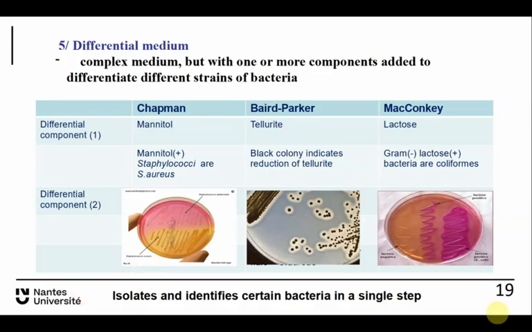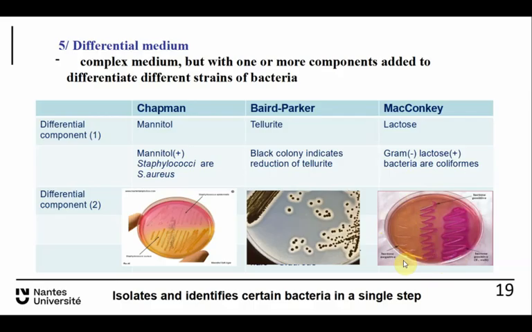Baird-Parker rather, sorry. You get these black colonies with a clear halo, definitely Staphylococcus aureus. And here on McConkey agar rather, you have these very bright pink colonies. These are lactose positive coliforms, whereas this one here, this is a clear colony, lactose negative. It's gram negative and lactose negative.